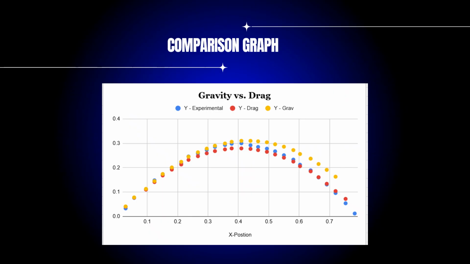This is the graph that I created to compare the three computational models. As we can see, the computational model with only gravity is much higher than the experimental model. But when we added the drag force to the gravity, we see that it's much closer to the experimental model. However, there is still some discrepancy due to other errors, as we will explore in the next slide.